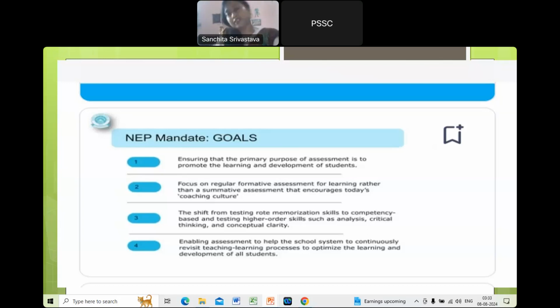Okay, now what I was telling is we have to focus on regular formative assessment for learning rather than summative assessment that encourages today's coaching culture. Now you see, when we talk of today's coaching culture, what does it mean? Many have the tendency of non-attending students, especially in the +2. When the child goes to +2, that non-attending thing becomes very prominent, right? So they don't appear for the small check-ins and formative tests, and finally they come for the board examination. So that has become the culture.